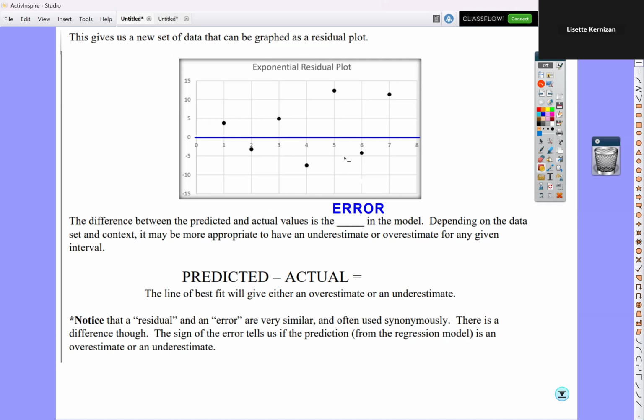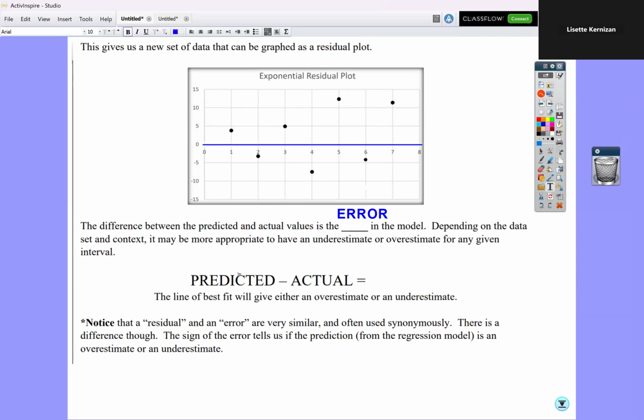But this is kind of like, okay, this is our line of fit. This is the best we can get based on the calculator. So how do we predict it? It's kind of like the opposite of what we did before. Predicted value minus the actual value will give you the error.